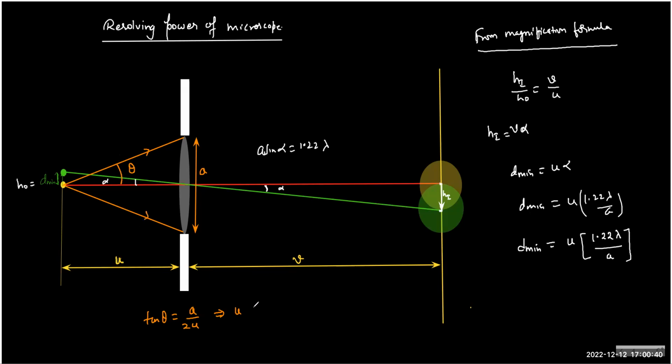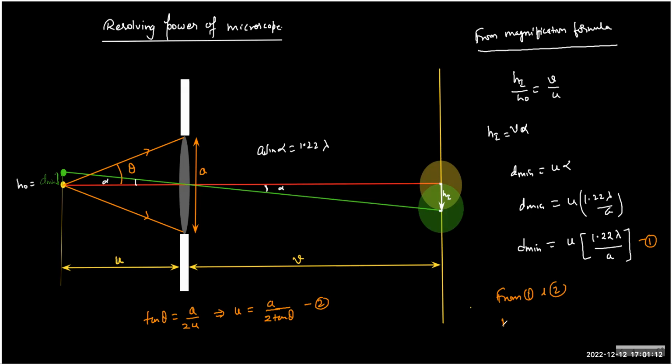U turns out to be how much? A by 2 tan theta. Right. So if I call this equation one and that equation two, from 1 and 2 this is how we express it. The rule is we always express in terms of this one.